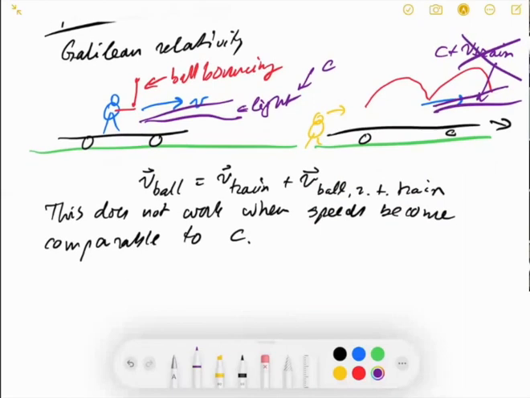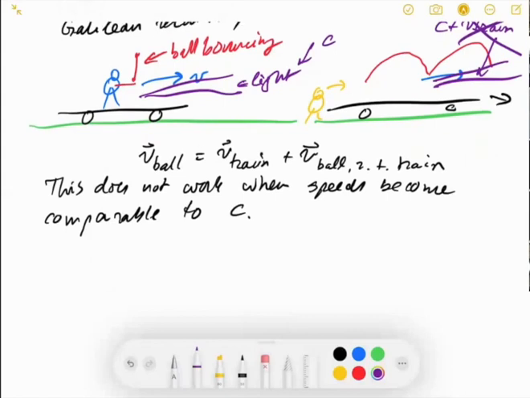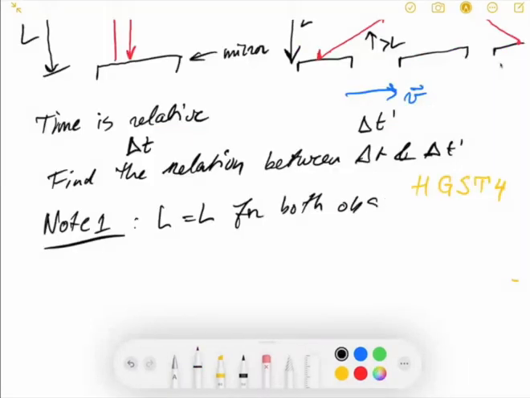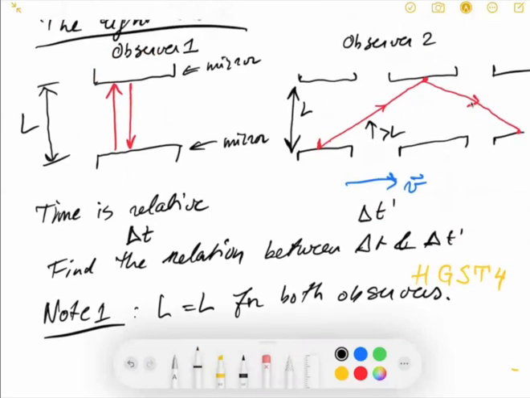Right, so famously, the Michelson-Morley experiment tested this using Earth's motion in relation to the sun, and figured out that actually the speed of light is just the speed of light independent of your speed with respect to the source, because the speed of light is the speed of light. Okay. So note number one, L is L for both observers. So they will not disagree on what the distance between the mirrors is.